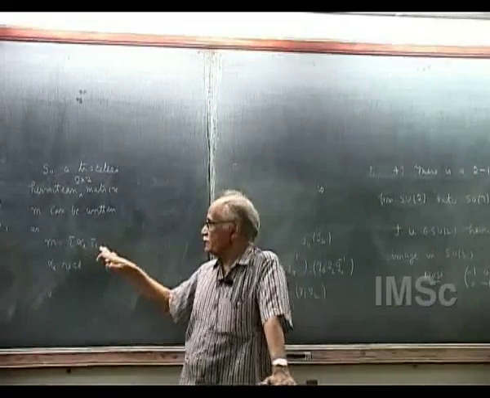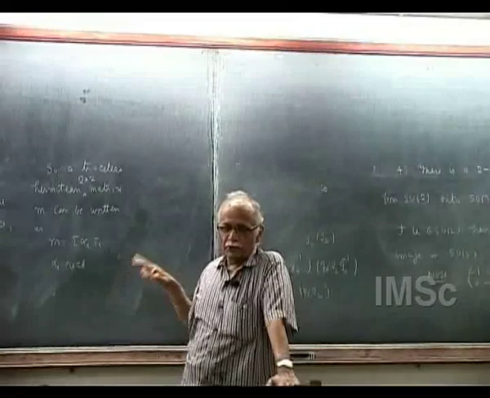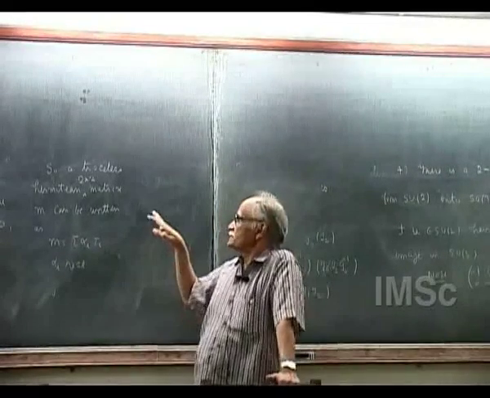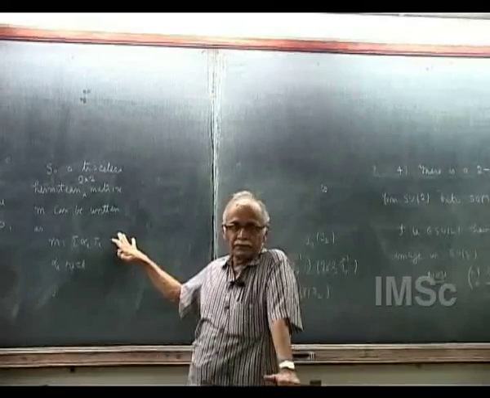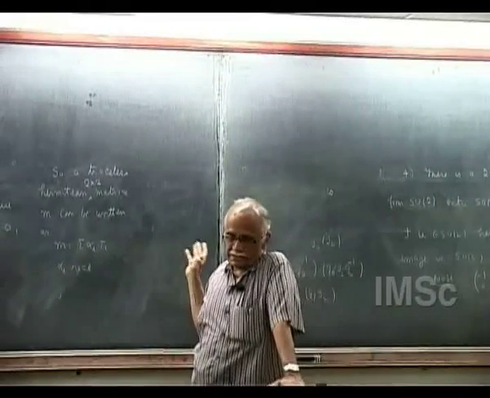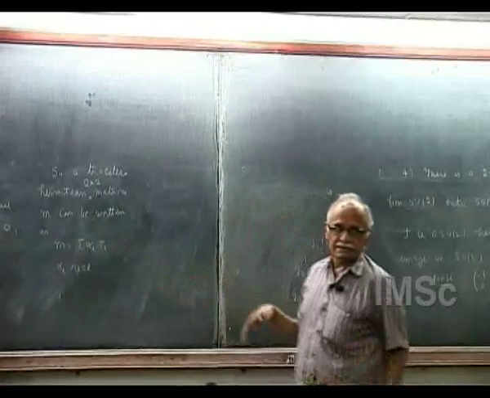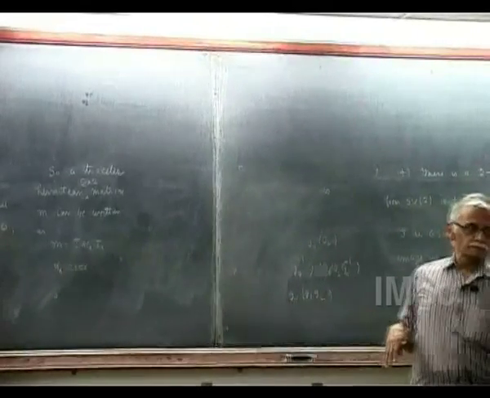In fact, the space of 2 by 2 matrices which are traceless Hermitian is a 3-dimensional real vector space, and this is the same, up to basis change, as your ordinary 3-dimensional real vector space.